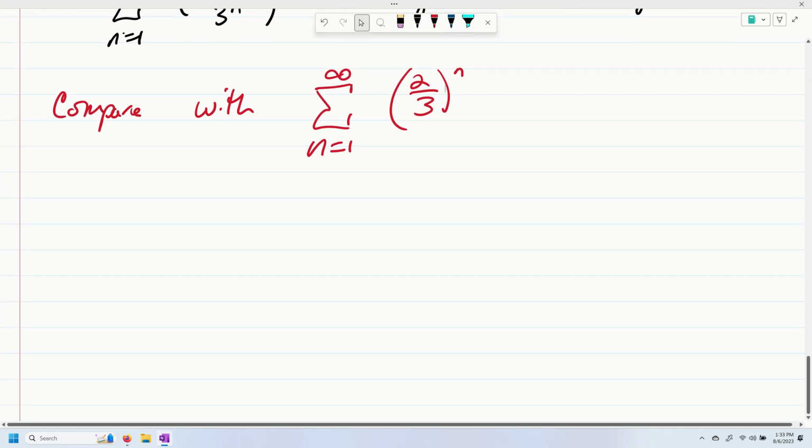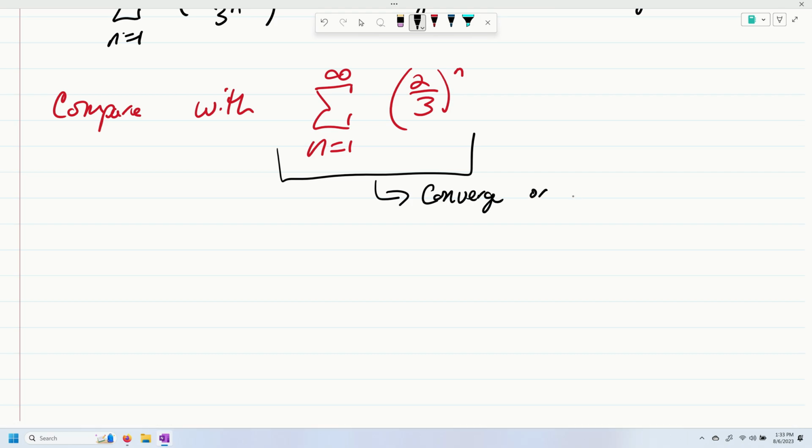Now the question becomes, does this converge or diverge? So hopefully when you look at this, you're thinking about it as 2 to the n over 3 to the n, where 3 to the n is going to get bigger much faster than 2 to the n. So we know this converges. All right.